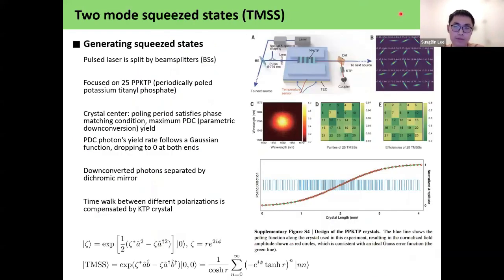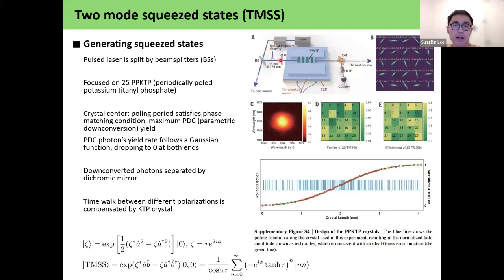So, as I said before, they first created the two-mode squeezed states, also abbreviated as TMSS. It is also abbreviated as two-mode squeezed vacuum state, so it's the same as TMSV. So they're basically both the same. What they mean is that they first use this pulse laser and split it with the beam splitter. So you shoot in lasers, go to the beam splitter.